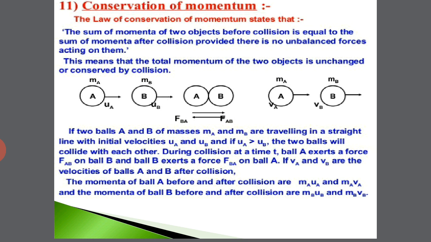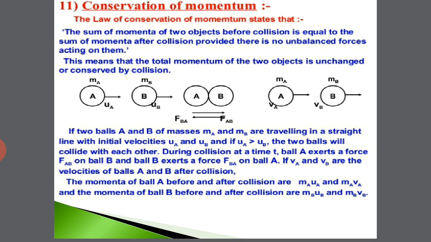FAB and FBA will be the two forces. FAB and FBA are the force exerted by one on another and the second on the first. Okay, dear students. During collision at time t, ball A exerts a force FAB on ball B, and B exerts a force FBA on ball A.